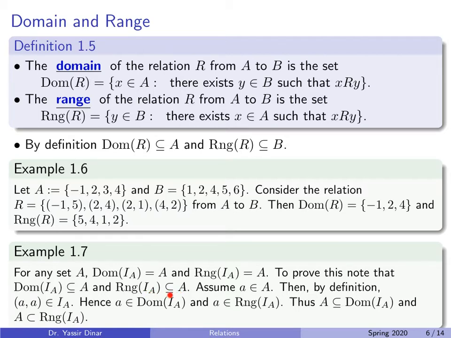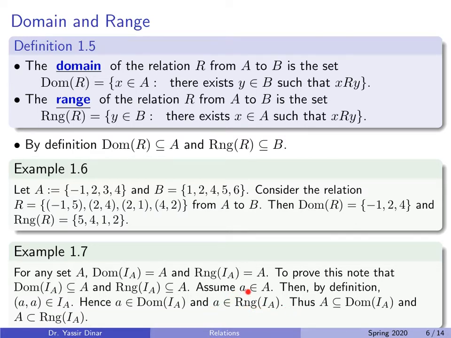This is given, so to prove the claim, we need the other direction. We need to prove that A is a subset of the domain of the identity relation, and it is a subset of the range. So if we assume a is an element in A, then by definition of the identity relation, we have (a, a) in the identity relation. Since a appears as the first coordinate in some pair in the relation, that means a is in the domain, and also a appears as the second coordinate of the relation, that means a belongs to the range. That means what?